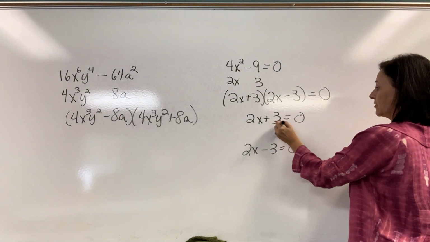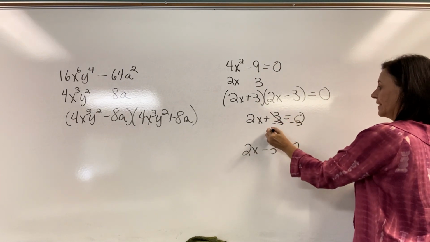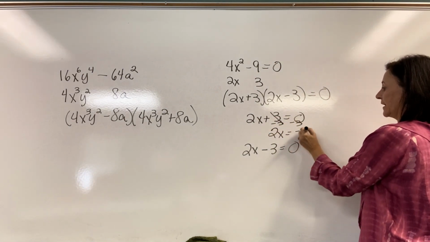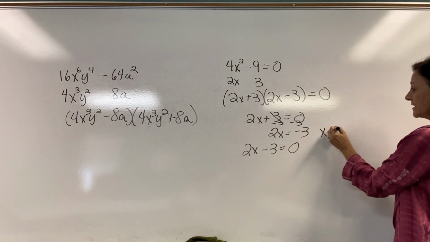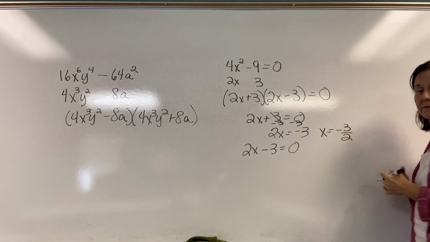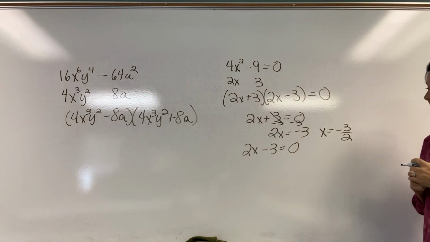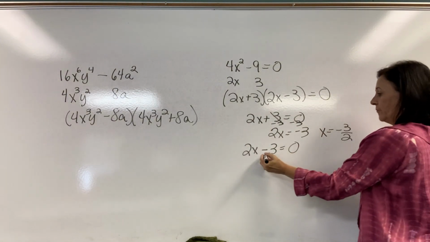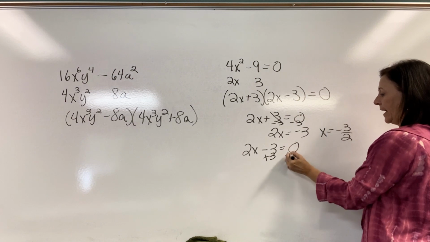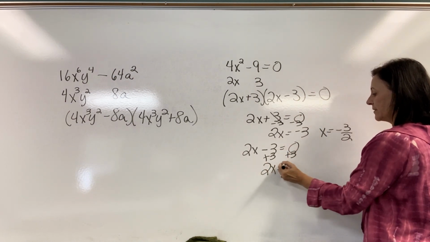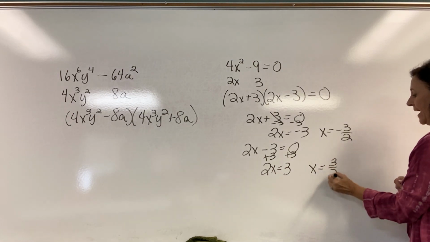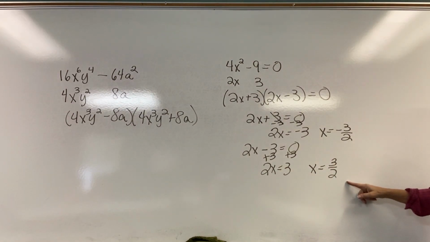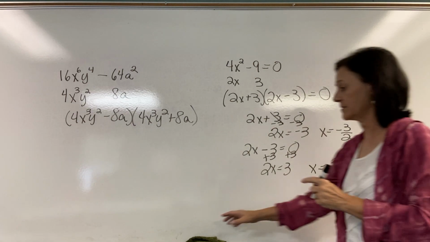So, subtract 3 from both sides. I have 2x equals negative 3. I divide both sides by 2. X is negative 3 halves. For the second factor, when I add 3, I'm left with 2x equals 3. Divide both sides by 2. X equals 3 halves. They are plus or minus the exact same number, and that is what I was expecting.